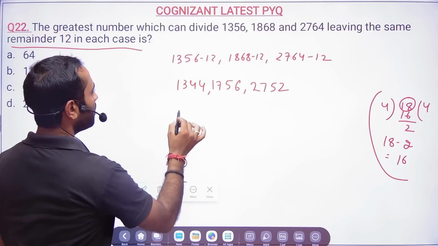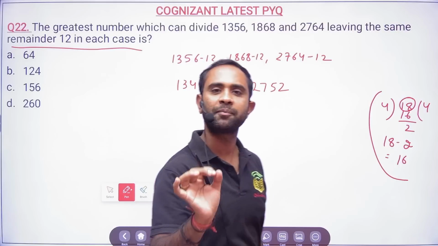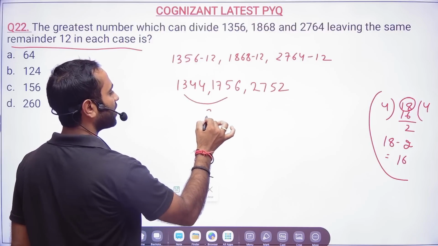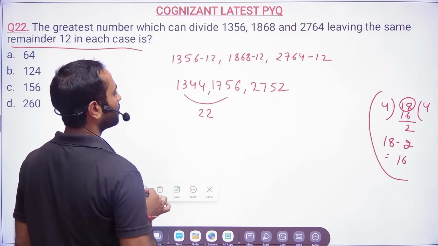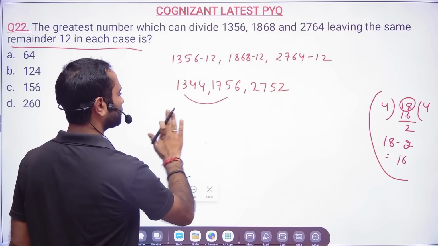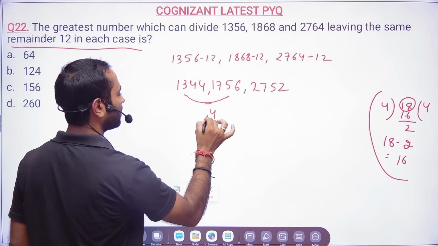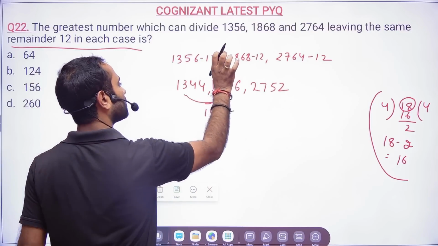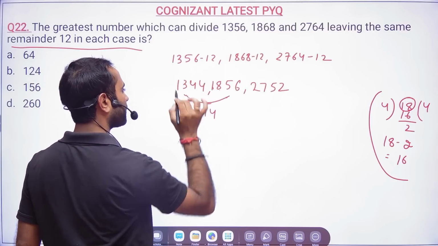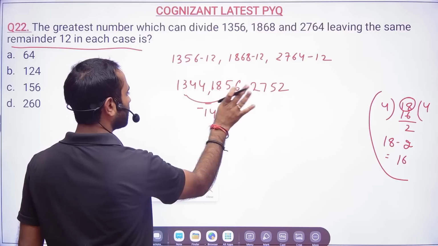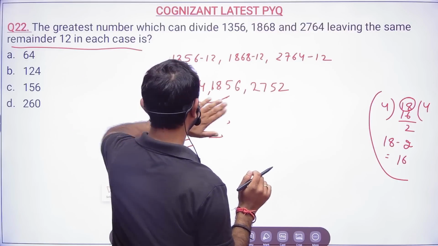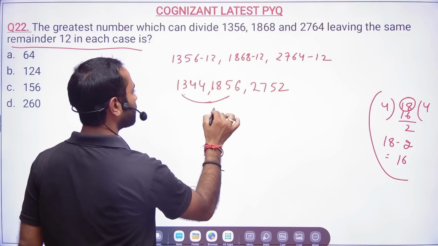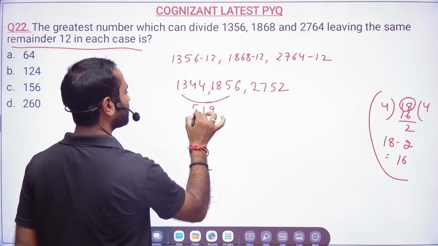Now see, greatest number means you have to calculate HCF. So how will we calculate HCF? Let us take the difference. 6 minus 4 is 2, 5 minus 4 is 1. Just a minute. Okay, now here 6 minus 4 is 2, 5 minus 4 is 1, 18 minus 13 is 5.